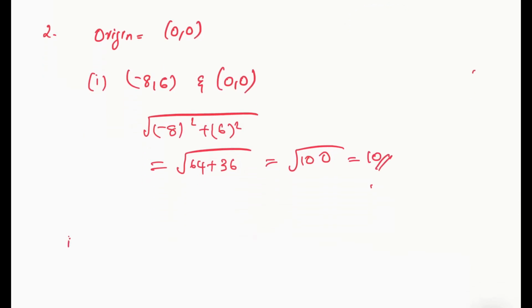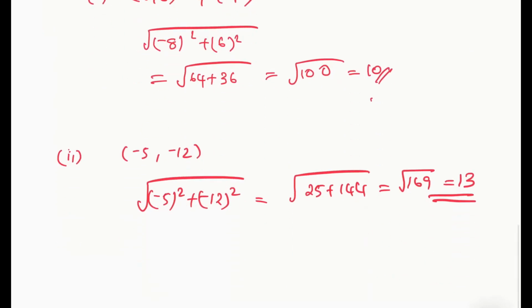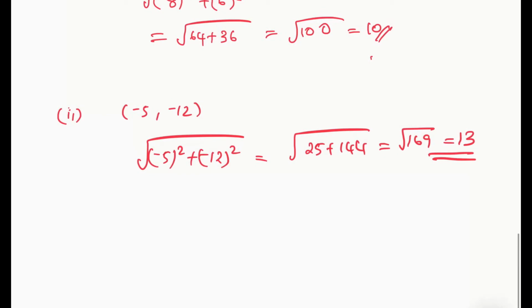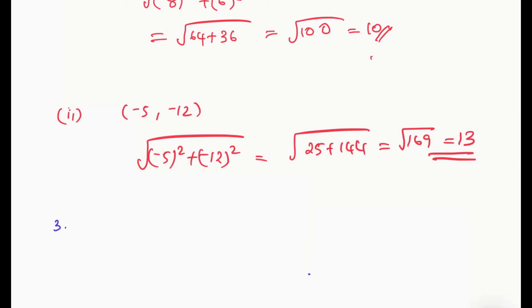Similarly, the second question we have (-5, -12). Again, root of minus 5 the square plus minus 12 the square. It's equal to root of 25 plus 144 equal to root of 169 equal to 13. Hope it's clear. Now let me do the third main. The rest of the left out questions you can do yourself.